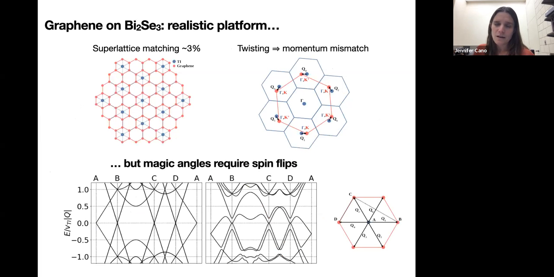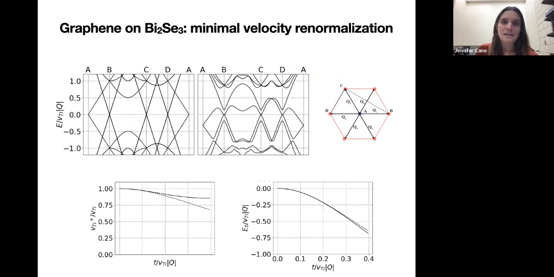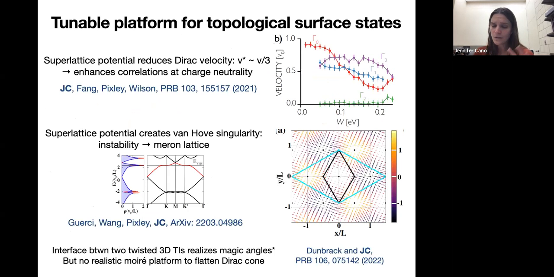And there's some other options that we considered, but the conclusion is the same. So this is kind of a summary of what I've said so far, but I just wanted to say something else in the last 5 minutes. So what we've said so far is these different routes to manipulating the Dirac cone on the surface of a TI. We can change the velocity basically up to a factor of 3, which is a lot. And we can also induce Van Hove singularities, which give us this meron lattice instability.